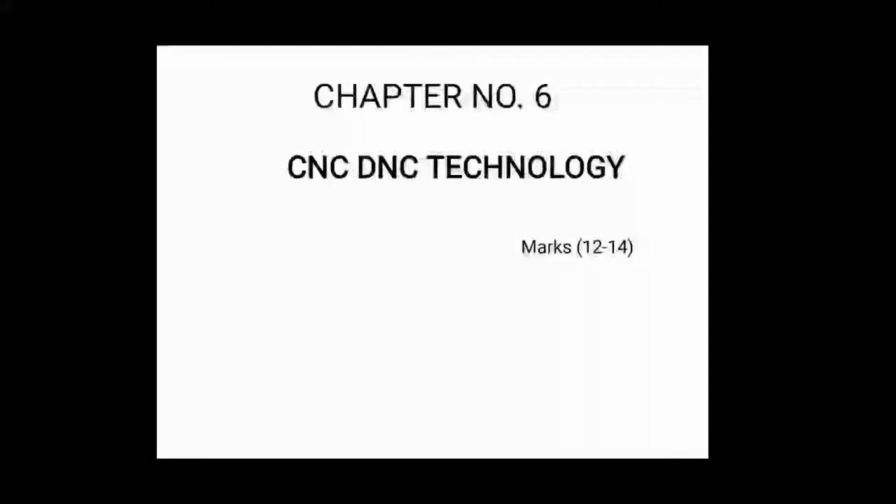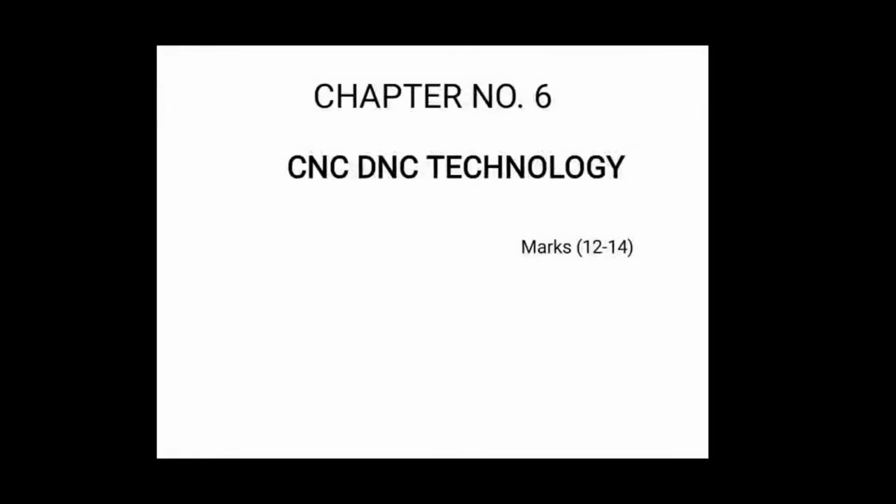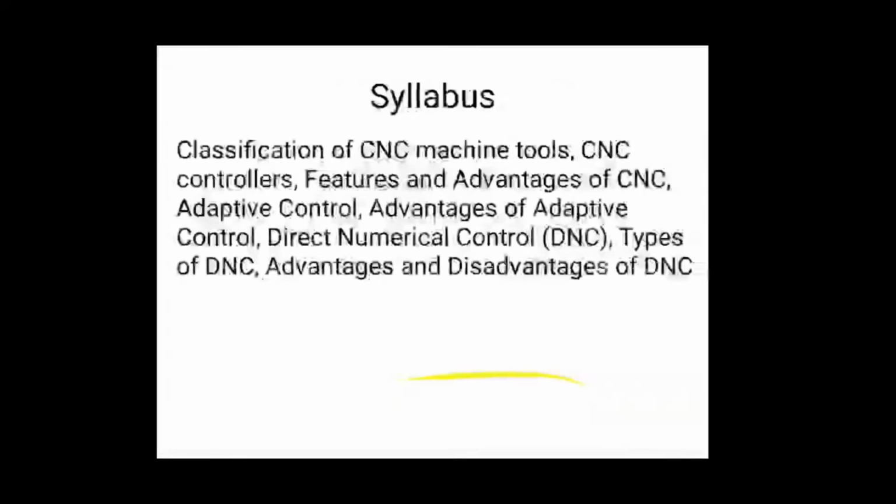Myself Chethan. So today we'll start chapter number 6, that is CNC DNC technology. So we'll see the syllabus for that chapter. First point is the classification of CNC machine tools. We'll see what is CNC, what is meant by CNC, what is the work of the CNC, functions of the CNC. Next, CNC controllers, features and advantages of CNC, adaptive control, advantages of it. Direct numerical control machine, its types, its advantages, disadvantages of the DNC.